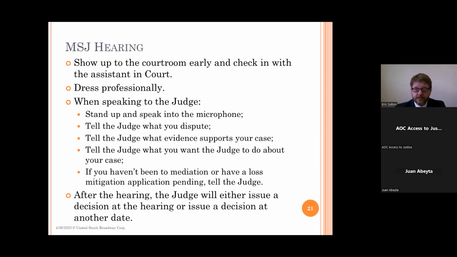Remember courtroom decorum, to stand up and speak into the microphone when talking to the judge. Tell the judge what is in dispute, tell the judge what evidence they believe supports the case, and they can refer to the documents that they've brought and attached to their response. Ask the judge for a specific relief, a specific order to come out of the hearing, and make sure the judge knows whether or not they've been to mediation, or whether or not there's a loss mitigation application pending, and then the judge is going to make their decision.